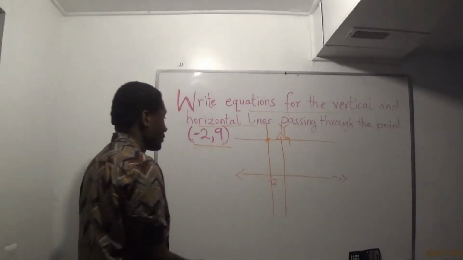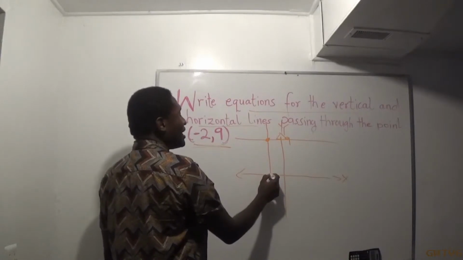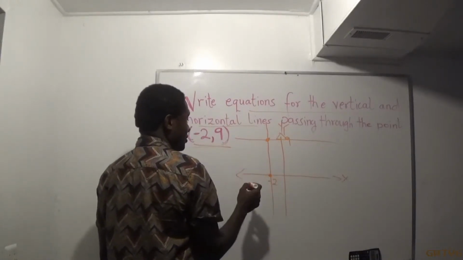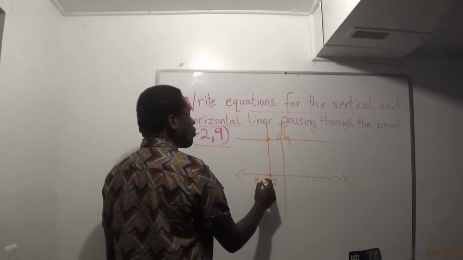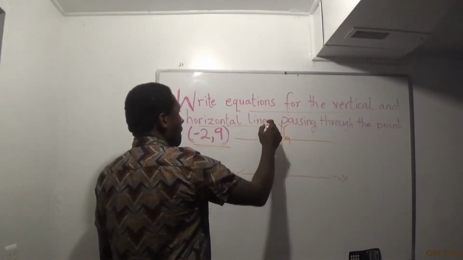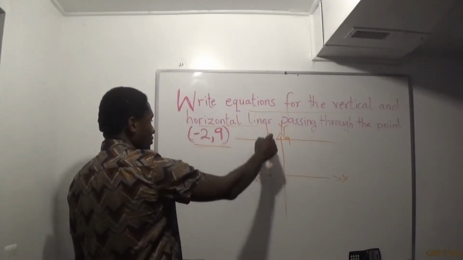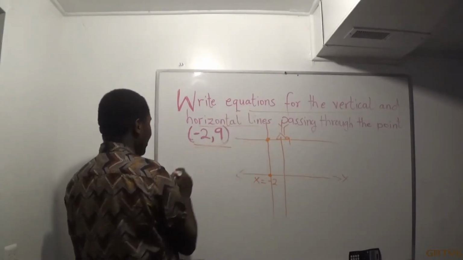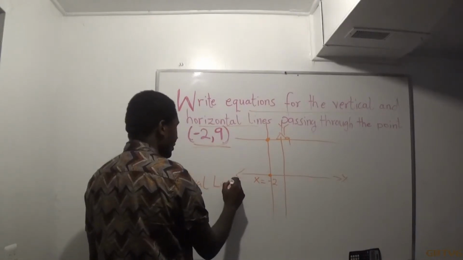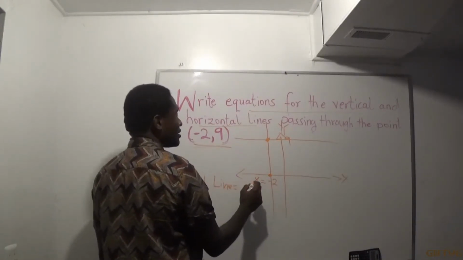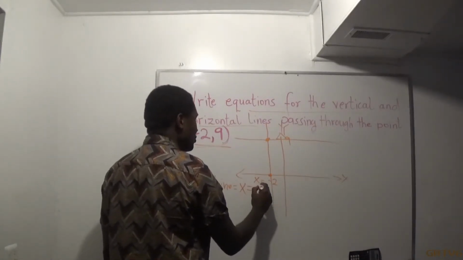And now, this line went through the number -2, right? And -2 is on the x. So it's x equals. But this line, is it vertical or horizontal? I know that is a vertical. So that means the equation for the vertical line, I'm gonna say is this line, which is x equals -2.